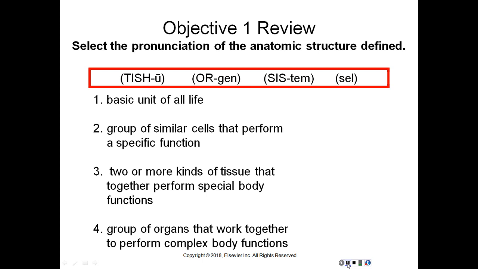So basic unit of all life, hopefully you chose cell. It's pronounced the S-E-L, but it's of course spelled C-E-L-L. 2, group of similar cells that perform a specific function. Hopefully you answered tissues. Number 3, 2 or more kinds of tissues that perform special body functions would be an organ. And then lastly, a group of organs that work together to perform complex body functions would be a system. So hopefully you got all of those correctly.